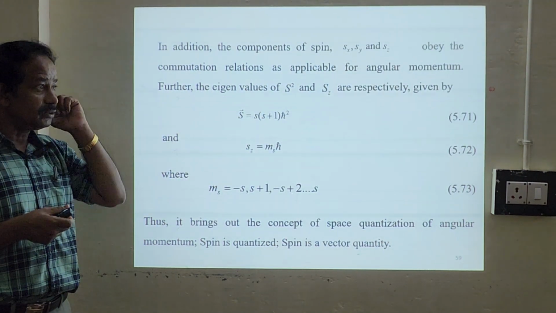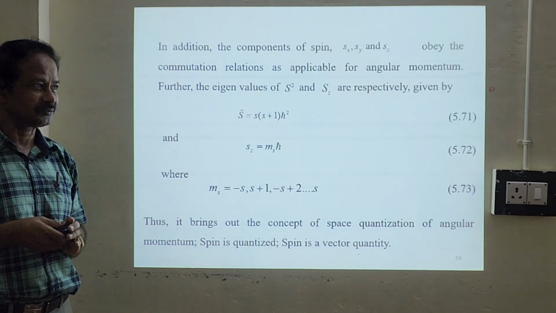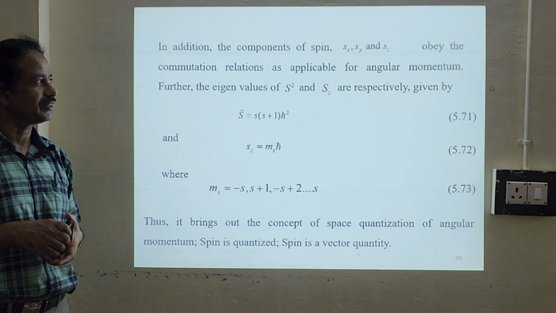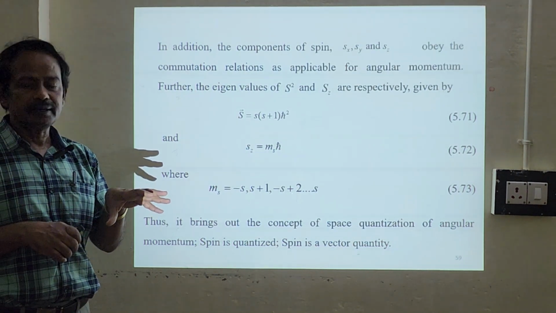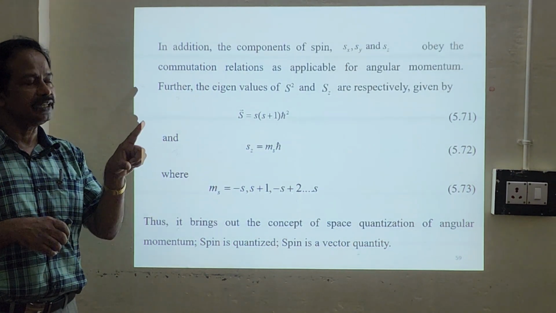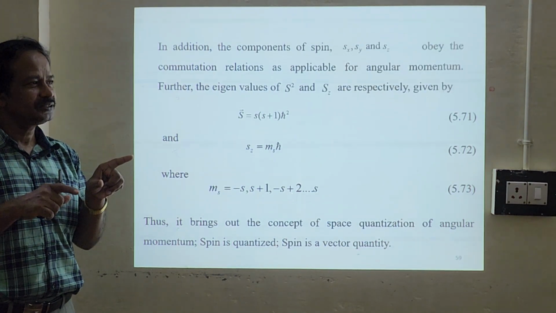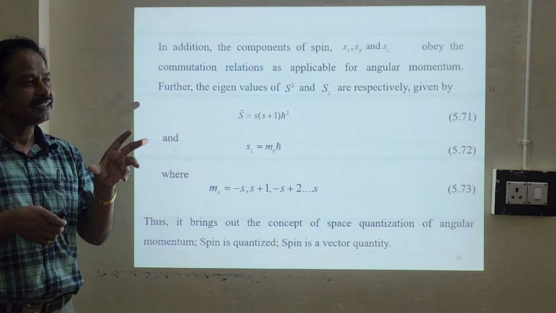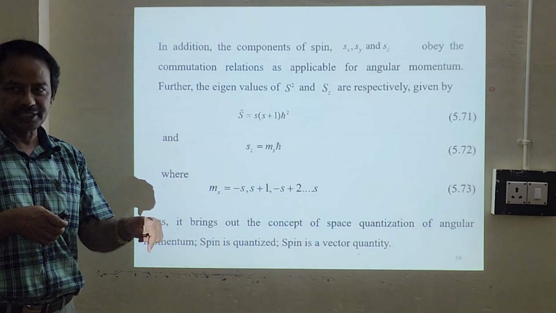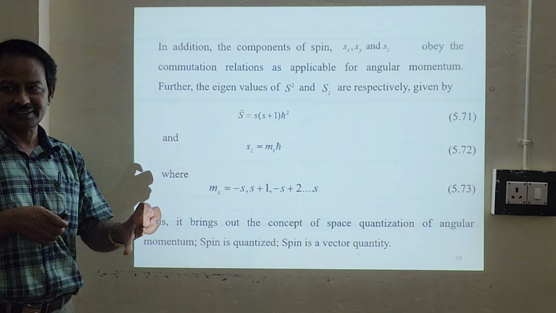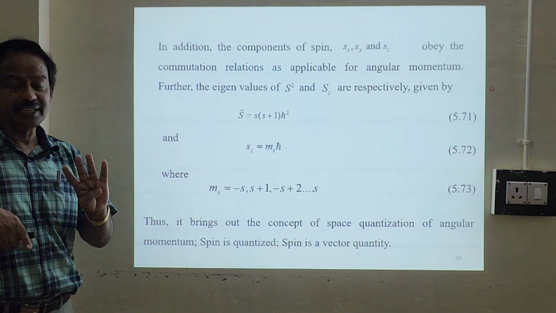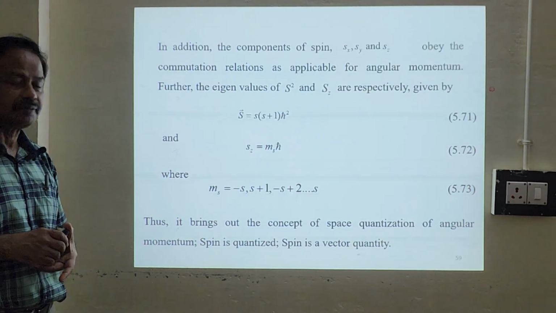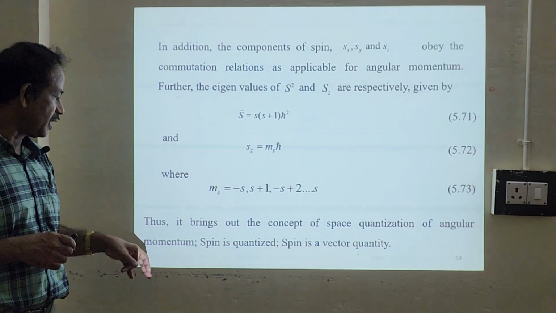Of course, we'll have to remember Pauli's exclusion principle also. That's why Pauli went for only a 2 by 2 matrix, which we are going to see later. Spin does not have 3 directions, it has only 2 directions: spin up and spin down. So that's why a 2 by 2 matrix exists. In relativity, of course, we'll be dealing with a 4 by 4 matrix, which we'll see later. Thus it brings out the concept of space quantization of angular momentum.